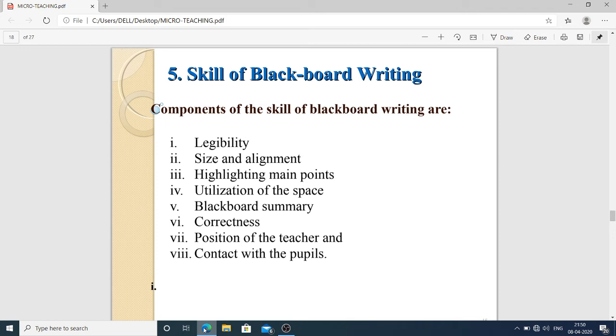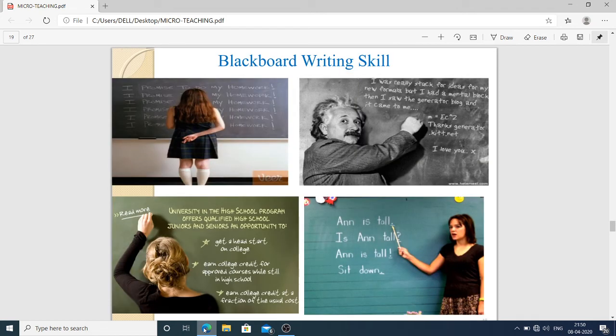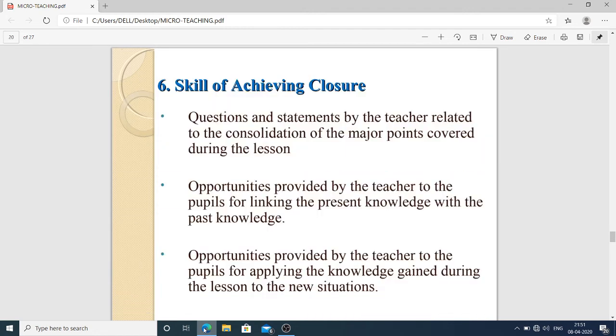Highlighting main points, utilization of the space of the board, blackboard summary, then correctness, position of the teacher and contact with the pupils. Okay, these are the blackboard writing skills. Then the next is skill of achieving closure, means when the teacher has reached the conclusion part.